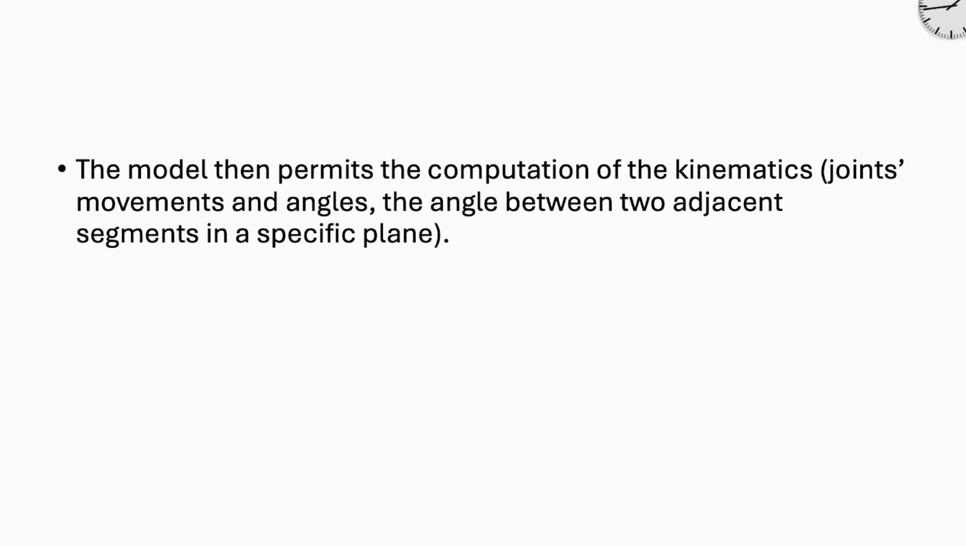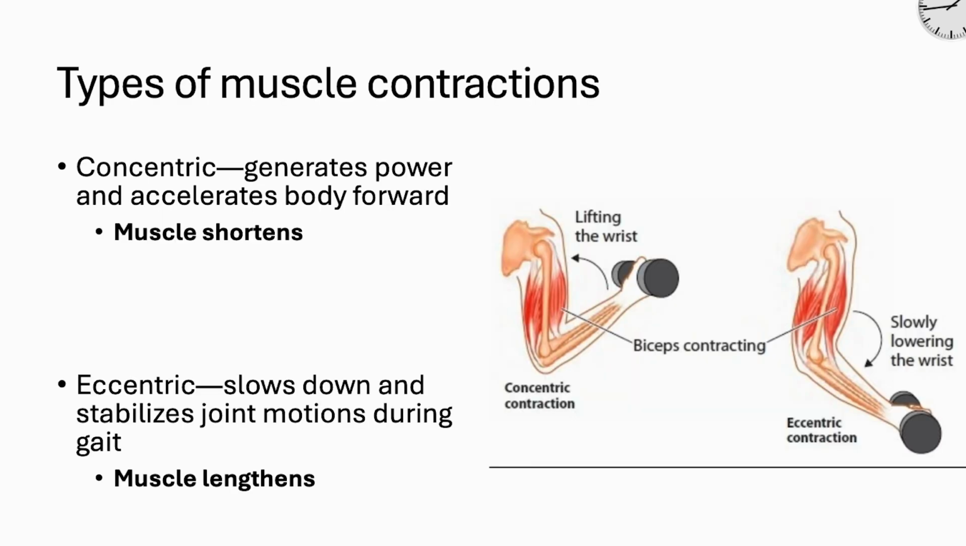a specific plane. In our discussion, we will also mention two types of muscle contractions. Concentric generates power and accelerates the body forward. Muscle shortens. Eccentric slows down and stabilizes joint motions during gait. Muscle lengthens. We will start with sagittal plane kinematics, which is easier to understand than the frontal and transverse planes.